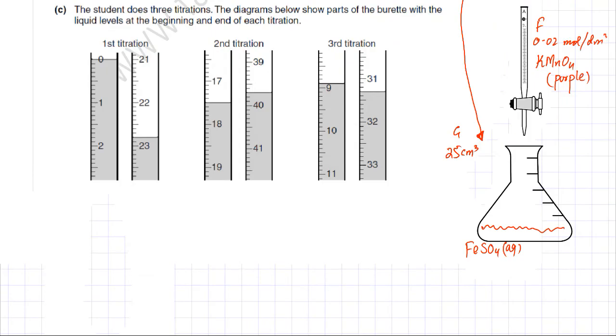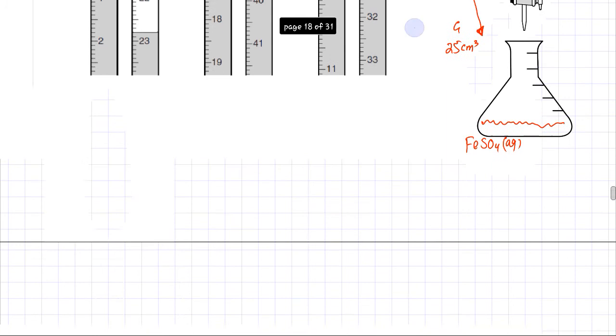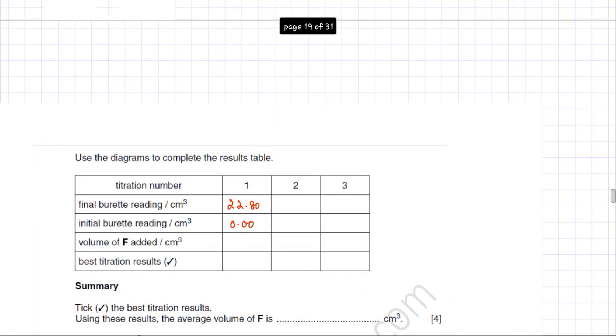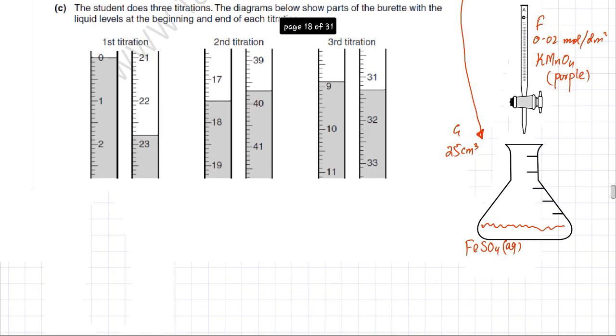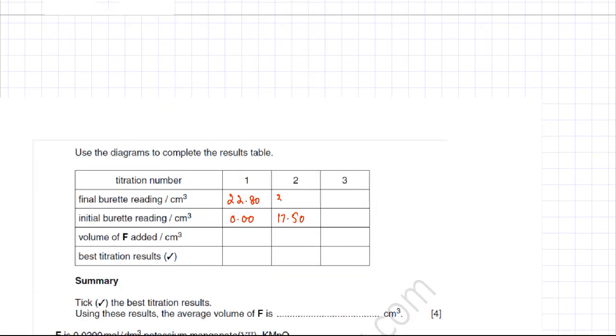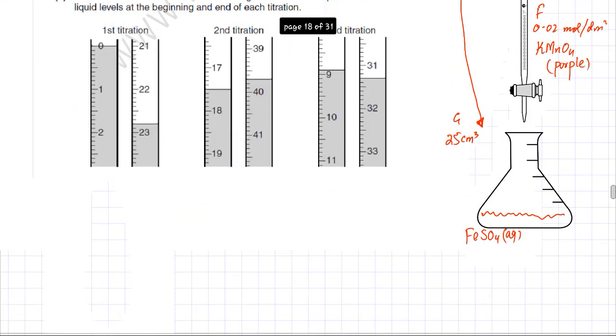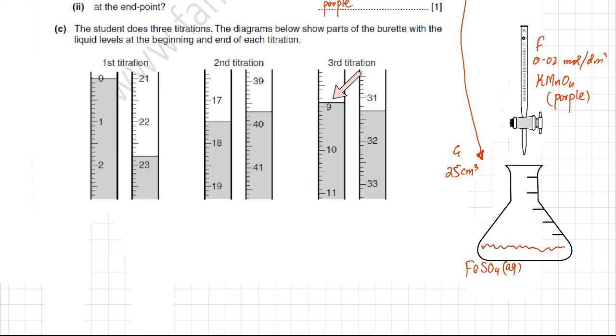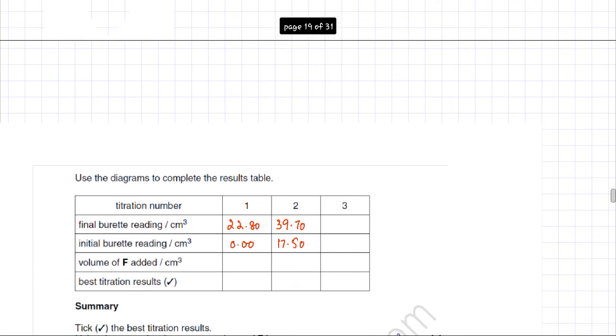Now if you look at the second titration, the initial burette reading is 17.50 centimeter cube, so we're going to write that down as well. The final burette reading in the picture is 39.70 centimeter cube. And now let's look at the third titration reading. The initial burette reading is 8.90 centimeter cube.